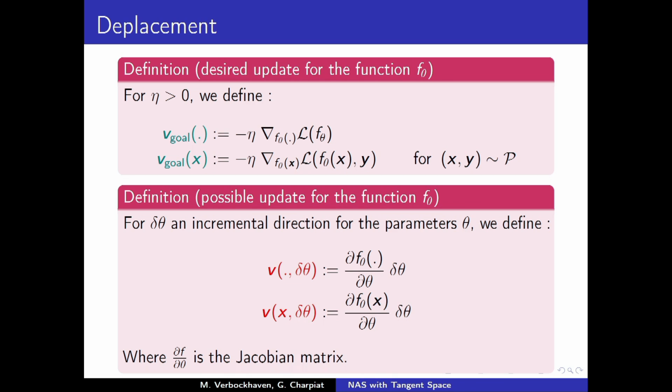For the first function, it's defined the same way you define the gradient for the parameters. It indicates the direction in which you want to go for the function f_theta in order to decrease the loss. So the same way you define the gradient as the direction in which you have to go for the parameters in order to decrease the loss, you define this desired update as minus the derivative of the loss according to f_theta, taken at point x. And on the other hand, you have the possible update, which is what happens when you move from parameter theta to parameter theta plus delta theta: the functional movement this implies, which is just the derivative of f_theta according to theta multiplied by delta theta.